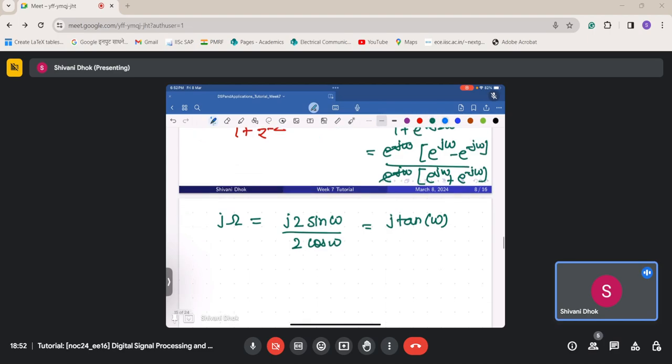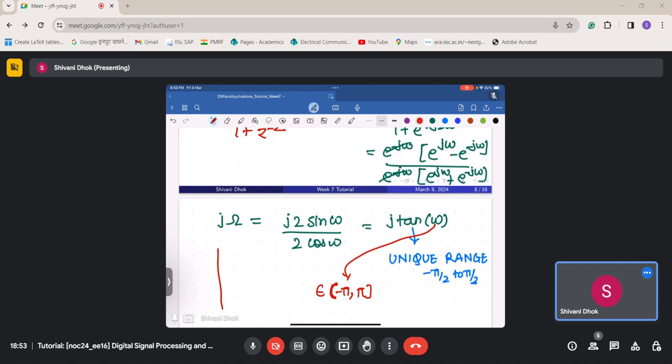Now for a tan function, the unique range is minus pi by 2 to pi by 2. So basically after pi radians it will start repeating itself. If you observe carefully, this omega here belongs to minus pi to pi, which means that for two values of omega I will get the same value of capital Omega.